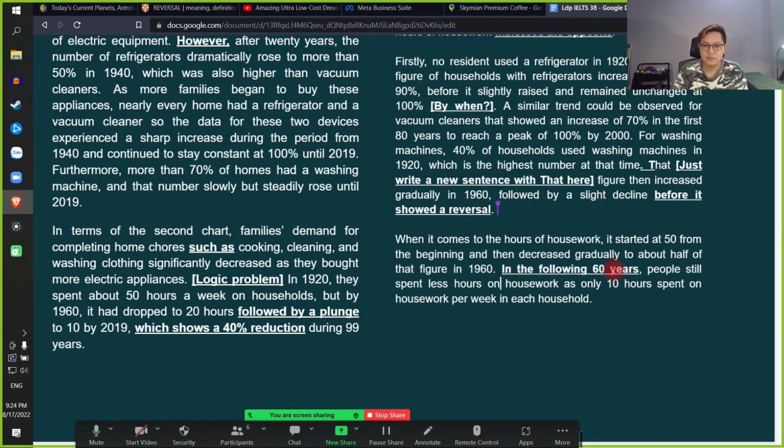people still spend less hours on housework as... dùng hai chữ spend. You use the same word spend here in the same sentence. And then housework again. Nó lặp lại nhiều chữ nè. So this sentence is not good. Still spend less hour housework.